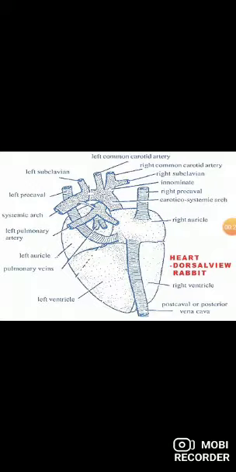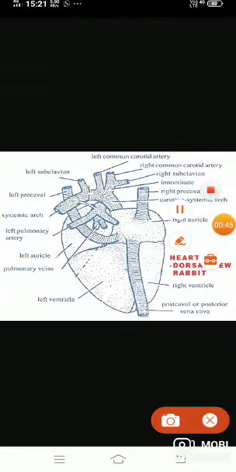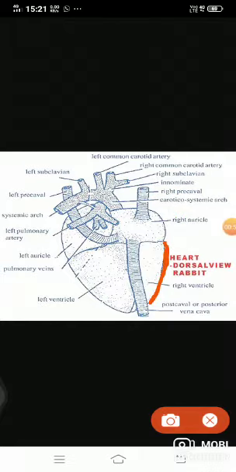The heart is a pear-shaped structure. It lies in the thoracic cavity, in between the lungs. Then it is enclosed by the pericardium. So it is in that pericardial layer. So that heart is covered by pericardium.